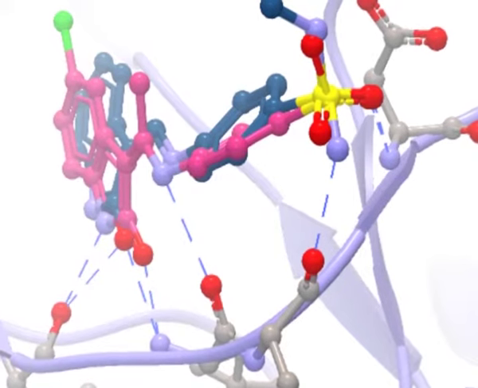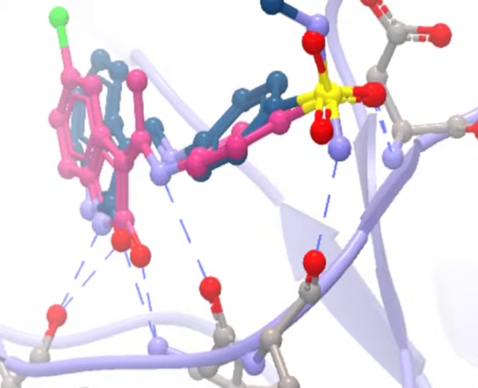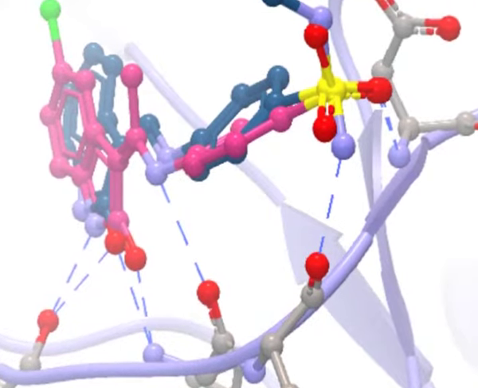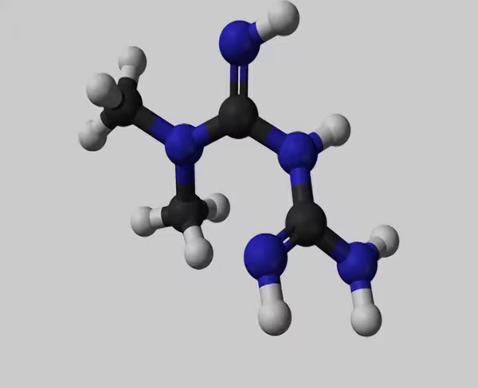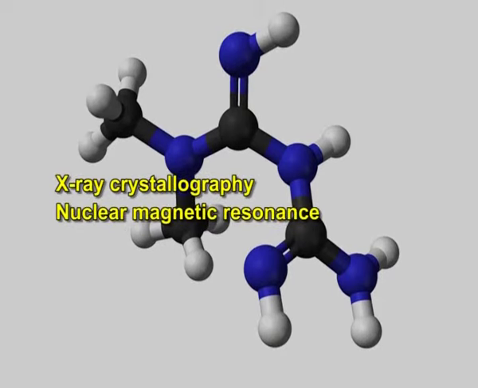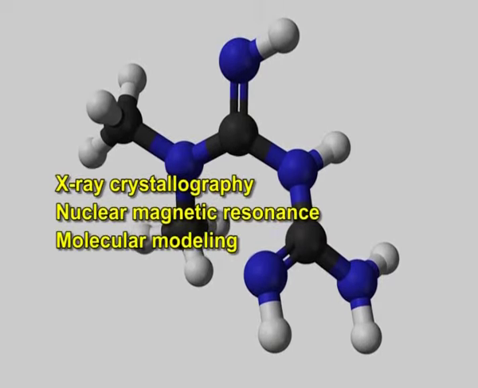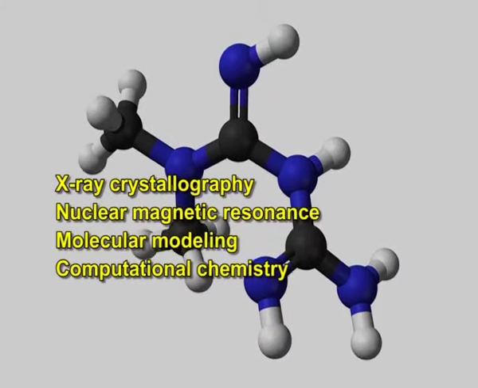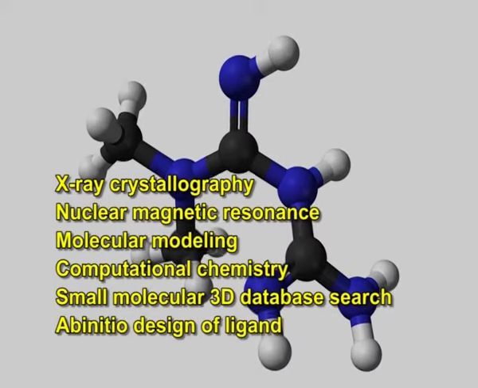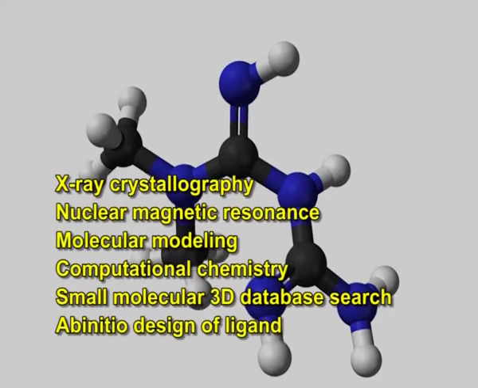Module 2, 3D structure of a receptor, a tool for modern drug designing. Basically, structure based drug designing is a multidisciplinary effort that fuses the idea of traditional medicinal chemistry with the techniques of X-ray crystallography, nuclear magnetic resonance, molecular modeling, computational chemistry, small molecule 3D database search, ab initio techniques of ligand design, etc.